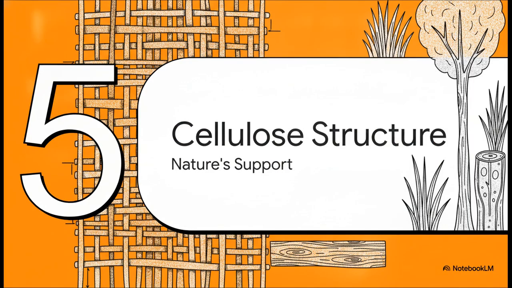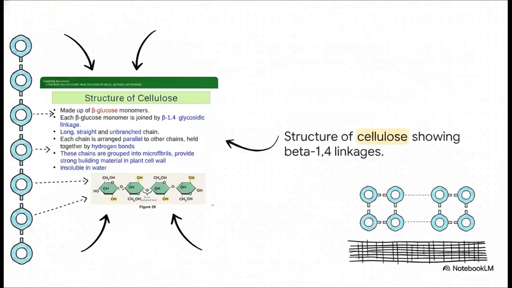Finally, Section 5, Cellulose, Nature's Structural Support. This is where a tiny little monomer tweak changes absolutely everything. Instead of using alpha-glucose, cellulose is made entirely of beta-glucose monomers. And because of the specific shape of beta-glucose, when they join together via beta-1,4 glycosidic linkages, they don't coil up, they don't branch. Instead, they form a long, rigidly straight, unbranched chain. Literally every alternating glucose molecule is essentially flipped upside down to make this straight line physically possible.